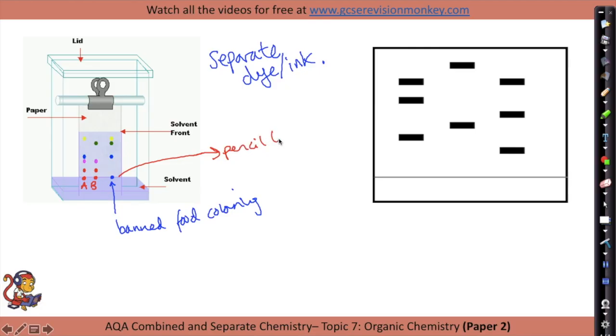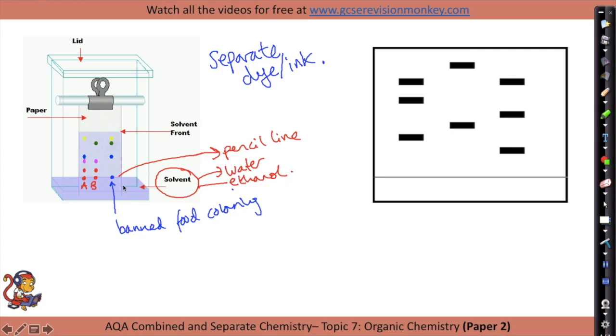We would then put these on a pencil line on the chromatography paper. The reason we use a pencil is because if we were to put an ink line on there, the ink would also smudge and move up the paper. We would then dip the chromatography paper in some solvent. That is what dissolves the ink, and that could be water or it could be something like ethanol.